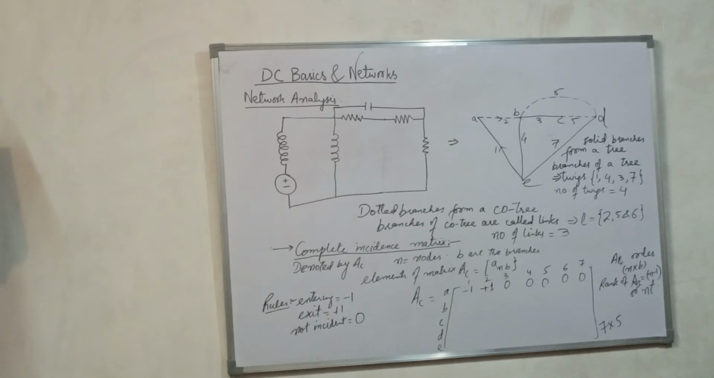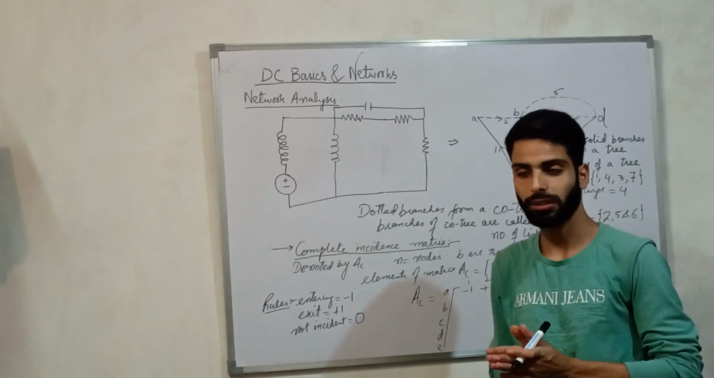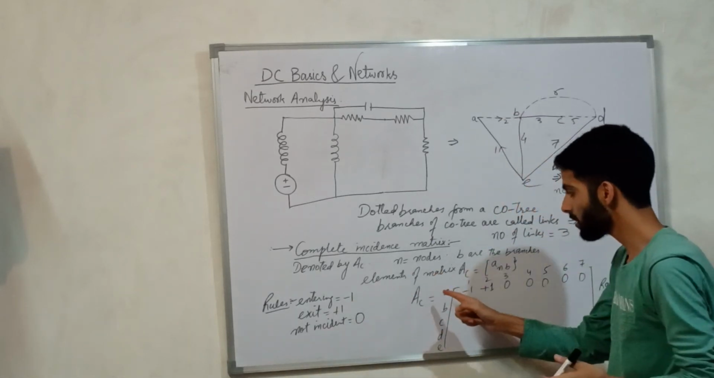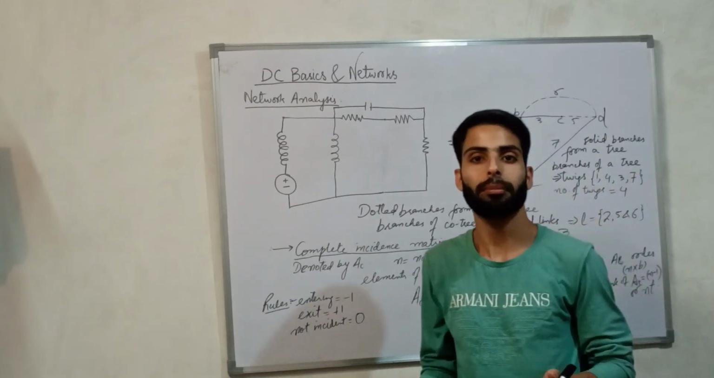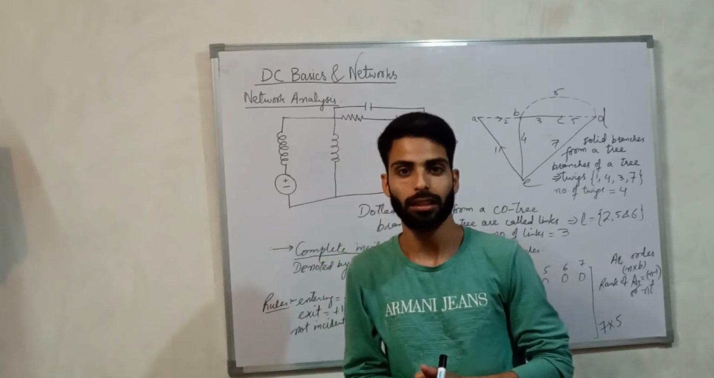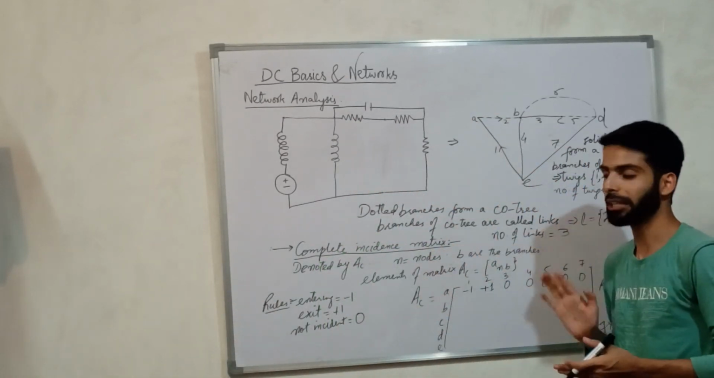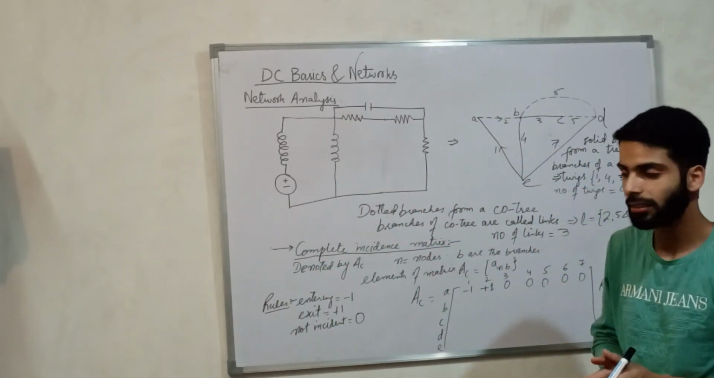So noting up to here, this is the complete incidence matrix. Again we have to do one more thing. We can reduce this complete incidence matrix into an incident matrix by eradicating the word complete. How will we do that?